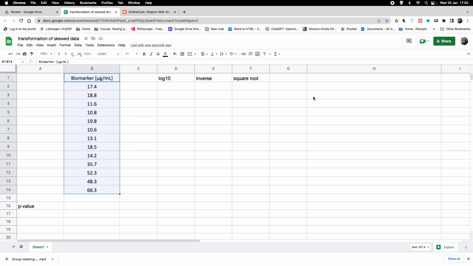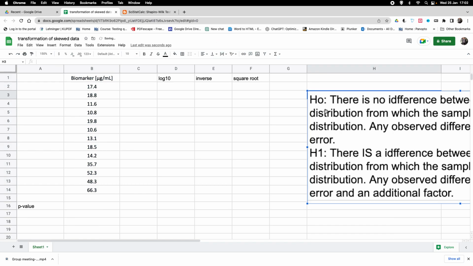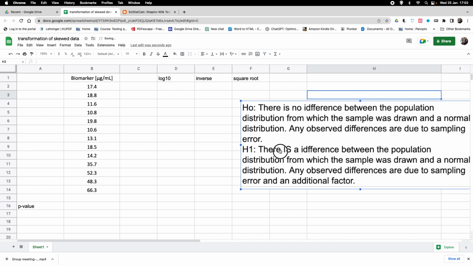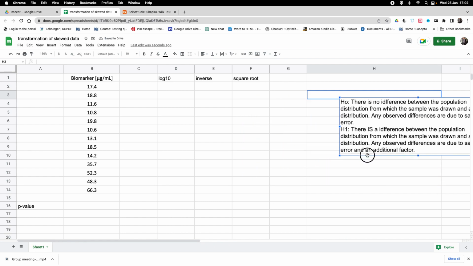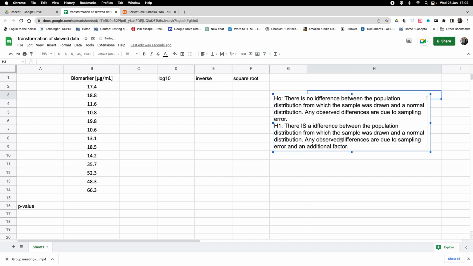And we can formulate, as always, a null hypothesis and an alternative hypothesis. In a Shapiro-Wilk test, the null hypothesis says there is no difference between the population distribution from which the sample was drawn, so our sample here, and a normal distribution. So basically it says we took this sample from a normal distributed population, and any differences that we see from this normal distributed population, this skewness that we've observed, is simply due to sampling error, which could happen.